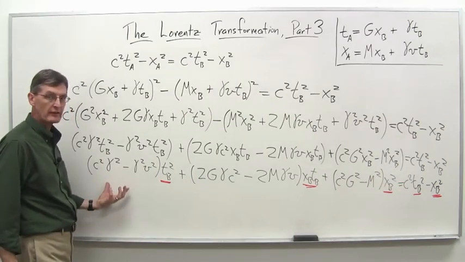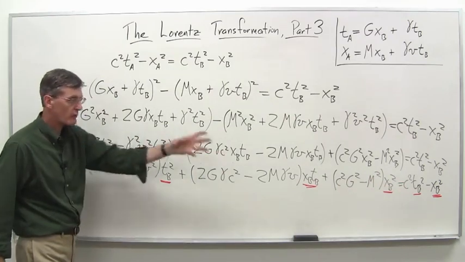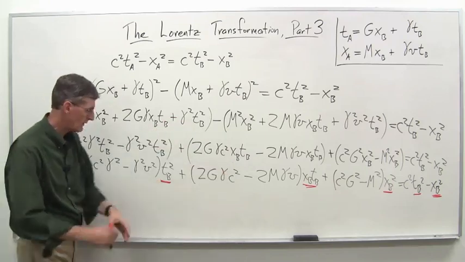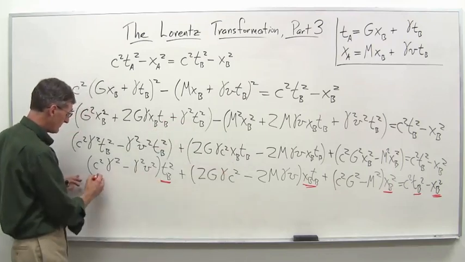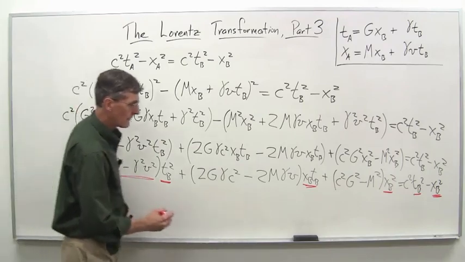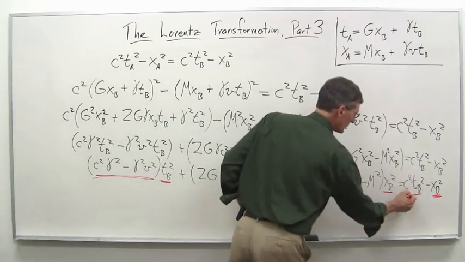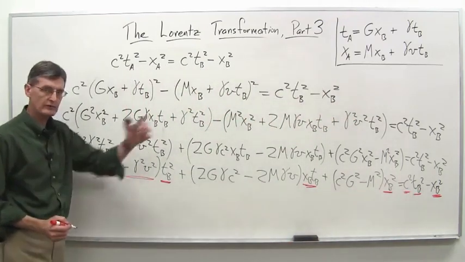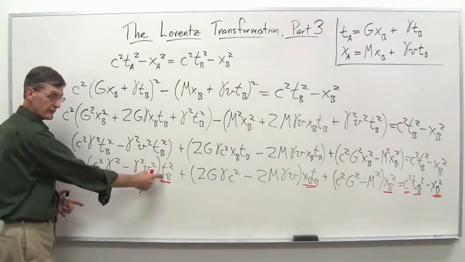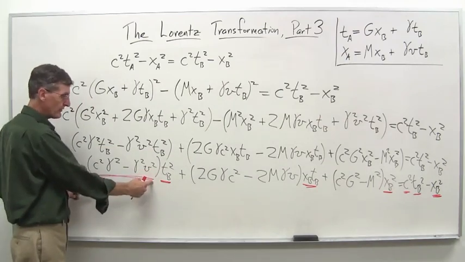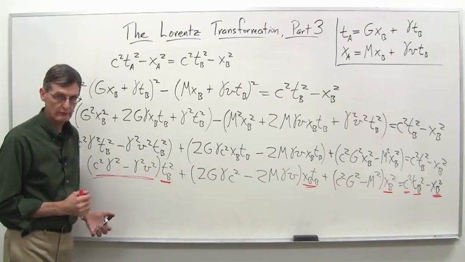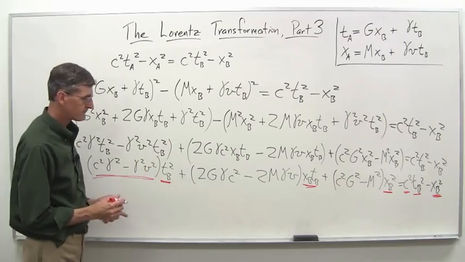Okay, so what this is telling me is that for this equality to hold on both sides, this thing right here has to equal c squared, because that's what's in front of the tb squared over there. Over here, what's in front of the tb squared is this thing. So this thing equals c squared, and we'll use that in just a minute.